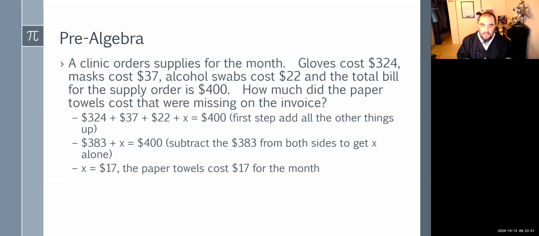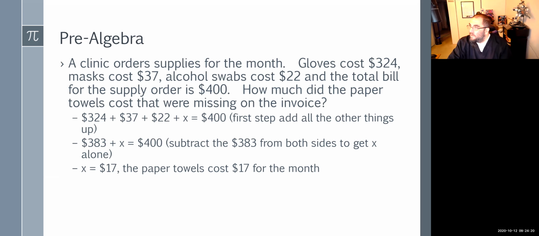As you look down at the bottom, we're going to put all of our numbers together. Our gloves plus our masks plus our alcohol swabs plus our paper towels are going to equal that $400. We're going to put the X in for the paper towels. So we have 324 plus 37 plus 22 plus X equals 400. If we add all our numbers up, 324 plus 37 plus 22 equals 383. So our basic problem in reality is 383 plus X equals 400.